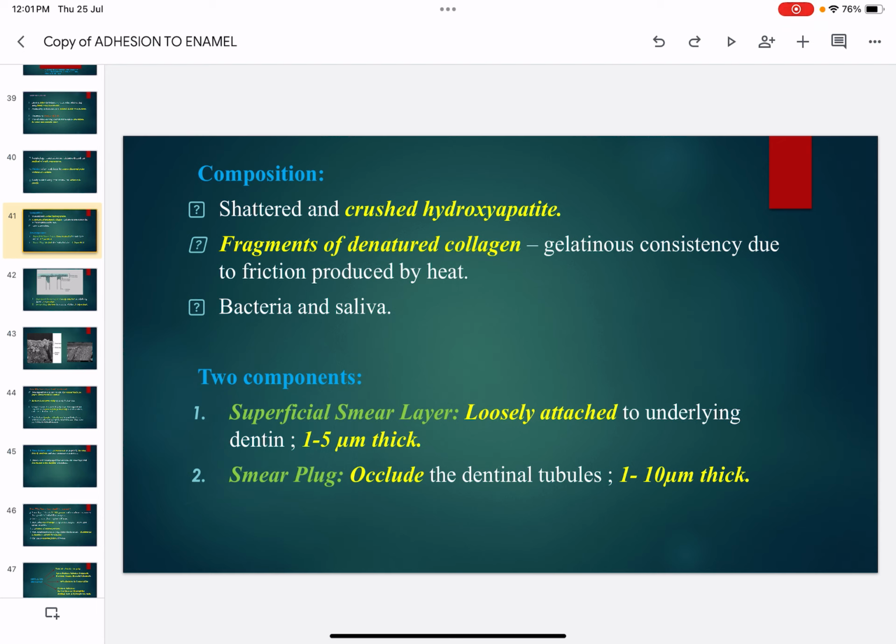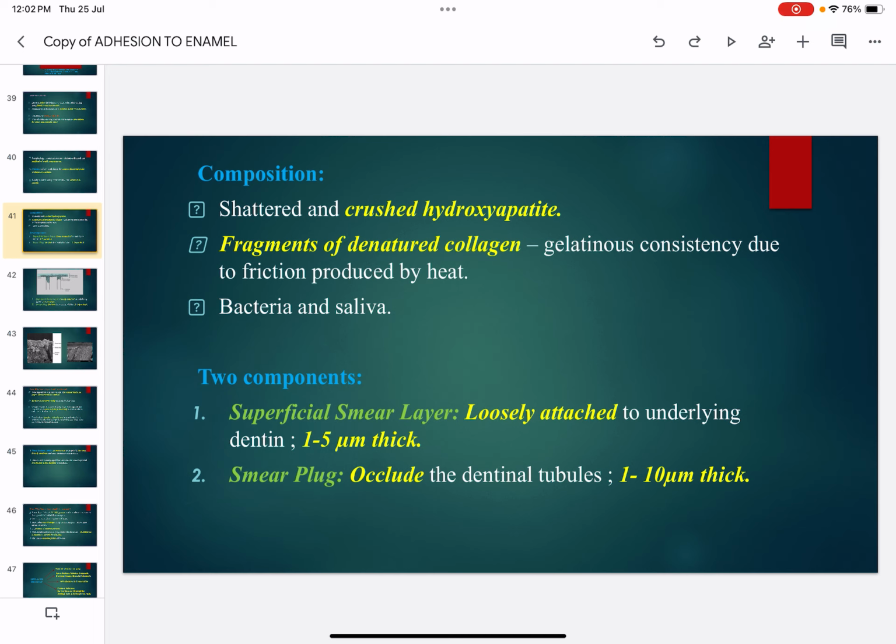Now, we have seen in the first slide that a smear layer is formed after you cut the enamel, dentine, or cementum. So now we know from where we got this hydroxyapatite, collagen, and all. Crushed hydroxyapatite is mainly acquired from the enamel, fragments of denatured collagen from the dentin. And since our oral cavity has saliva and normal bacterial flora, the smear layer will also contain bacteria and saliva.